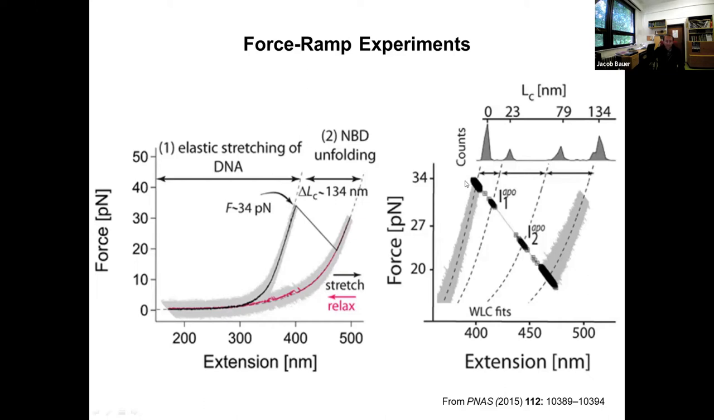Now, what this experiment gives is extension lengths, how long the intermediate and the unfolded state happen to be. You can tie this to a certain number of residues using a worm-like chain model, where you can see that the first intermediate has a length of about 23 nanometers, which is correlated to some number of residues, and intermediate two has a length of 79. But this doesn't give you any information as to what the structure of the intermediate looks like.